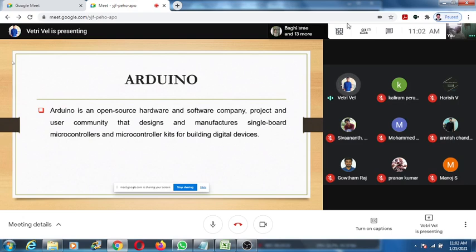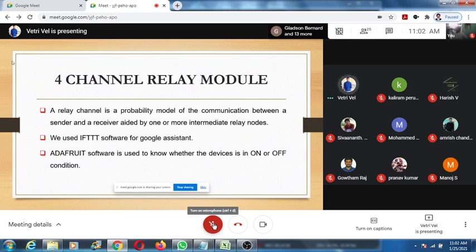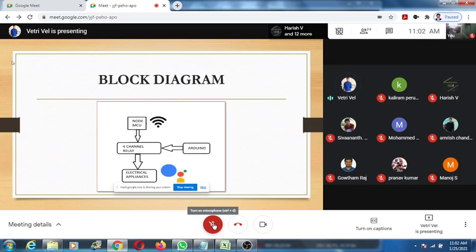Arduino we have used as a microcontroller kit for building digital devices. A 4-channel relay is a communication between the sender and the receiver aided by an intermediate relay node. We are using IFTTT software for Google Assistant, which is used to control our home appliances. And Adafruit software is to know whether the devices are in on or off condition.